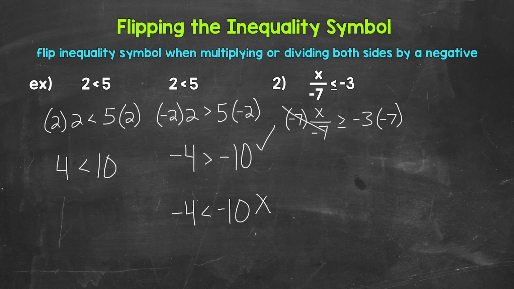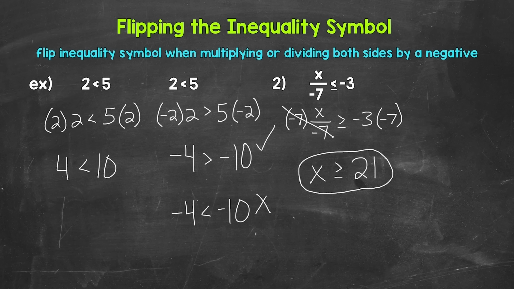Now on the left, these negative 7s cancel each other out. X is now isolated. So we have x is greater than or equal to, and then on the right, negative 3 times negative 7 gives us 21. So x is greater than or equal to 21.